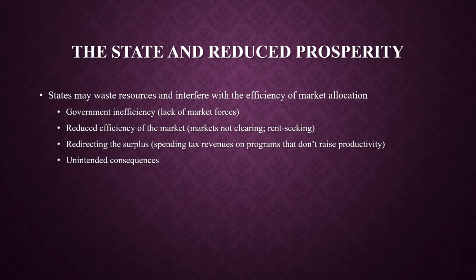It could use the surplus in a non-productive way, maybe spending the tax revenue on programs that don't raise productivity. That could be an issue. And then, of course, the law of unintended consequences. How many programs are there out there that are intended to do X and, oops, didn't see that coming? So those are various ways that the state could actually lead to lower prosperity.